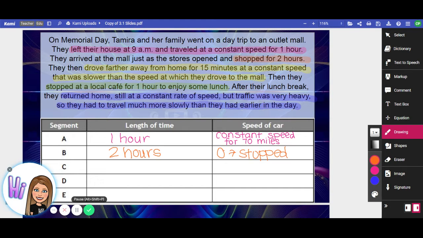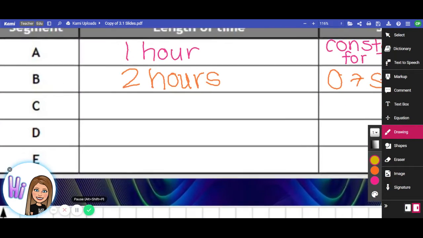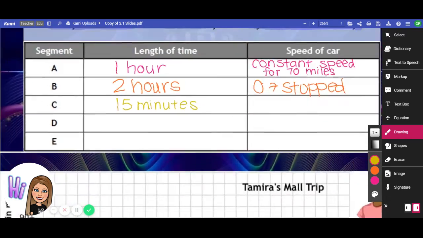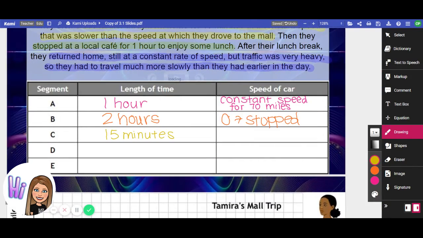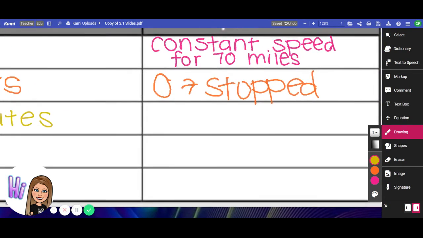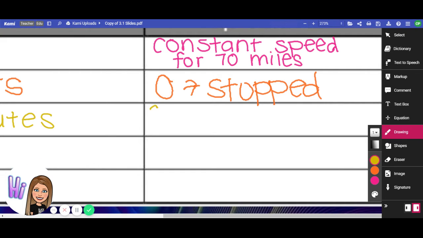Now let's graph the third segment, which I have highlighted in yellow. So they then drove farther away from home for 15 minutes at a constant speed that was slower than the speed at which they drove to the mall. So I'm going to come down here to see. The amount of time it took them to drive was 15 minutes. And the speed was at a constant speed for 10 more miles.